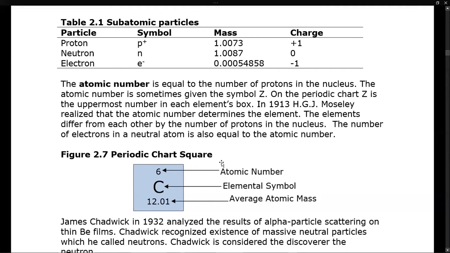So your typical atomic chart square, this is for carbon, has an atomic number 6, which means carbon has 6 protons. You see the symbol in the middle, capital C. The average atomic mass of 12.01 is at the bottom. We'll talk about how to calculate that a little later.